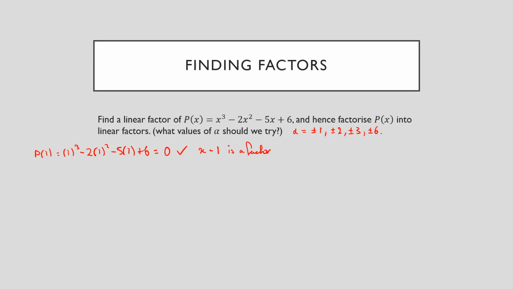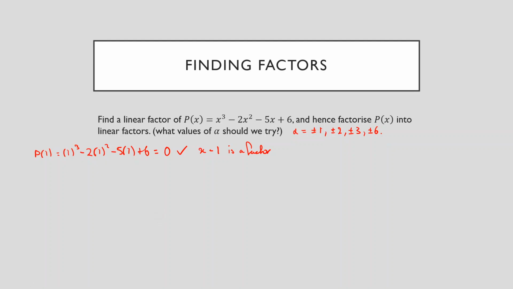Okay, so x minus 1 is a factor. Cool, now what can we do? Well, we could go and use long division to factorize this polynomial into a linear factor multiplied by a quadratic and try and find what that quadratic is. Let's do it another way though. Let's just continue using these values here to try and find some more linear factors.